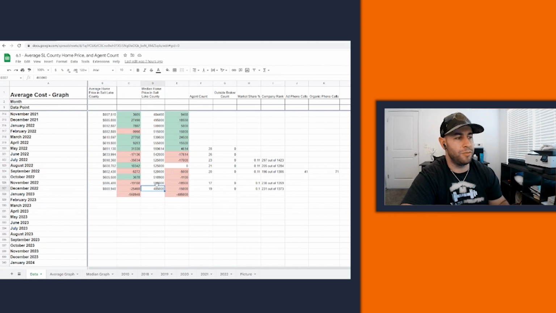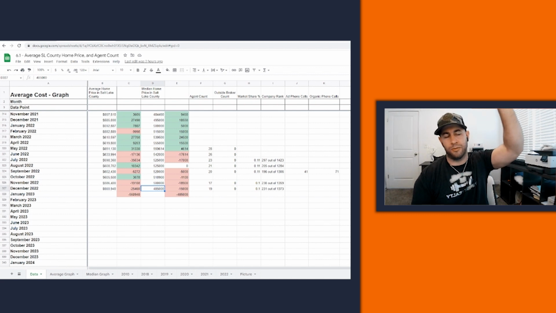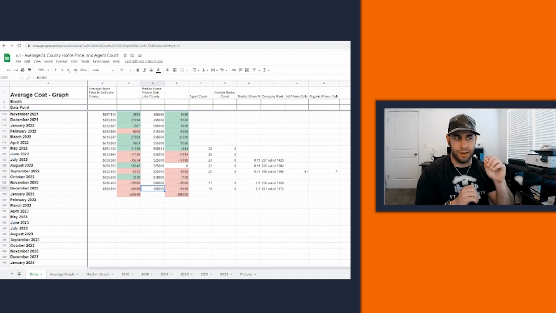This is just the median home price. You can see we did about 20,000 from October to November, about 15,000 from November to December. So obviously it's trending downward. I think this number will start to squeeze a little bit, because I think the median home price is just not going to go down as fast as this average home price, because the averages have a super big property on one end and a really tiny property on the other.